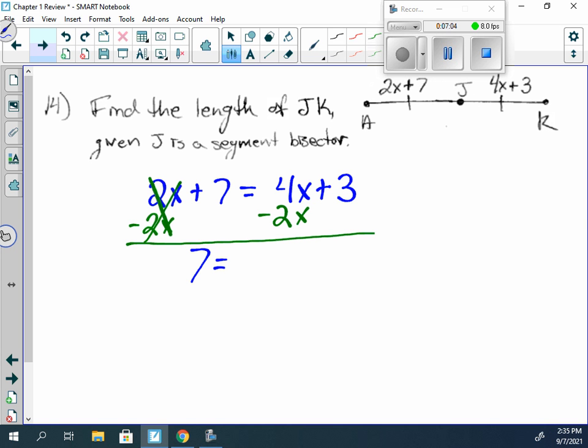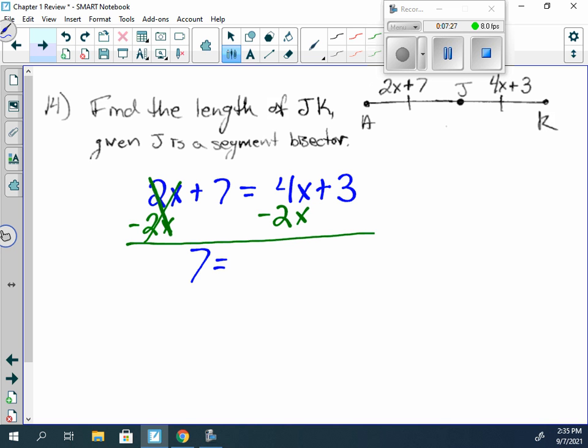If you added 2x plus 4x, 2x plus 4x is 6x. But if I add 2x to both sides, here 2x plus 2x would give us 4x, and here I would get 6x. We would not have x's on one side. We need to get x's on one side of the equation. We have to use opposite operations because 2x minus 2x would give us 0x.